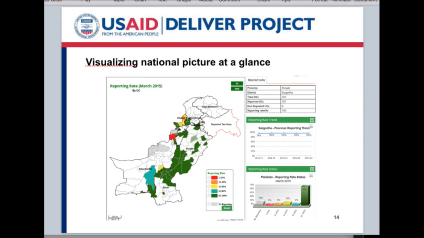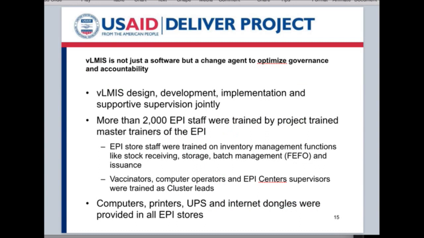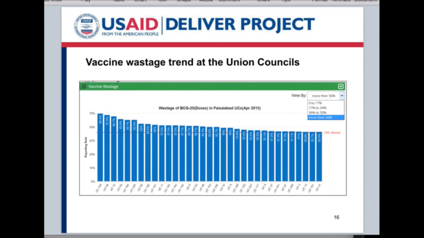The intervention is not just software. There is a complete software development life cycle from design to implementation, and then jointly supportive supervision was provided. More than 200 EPI workers were trained at the different levels, including on-the-job training. The project also provided computers, printers, UPS units and internet dongles at the different levels. And vLMIS is a powerful tool in that you can see wastages at the union council.